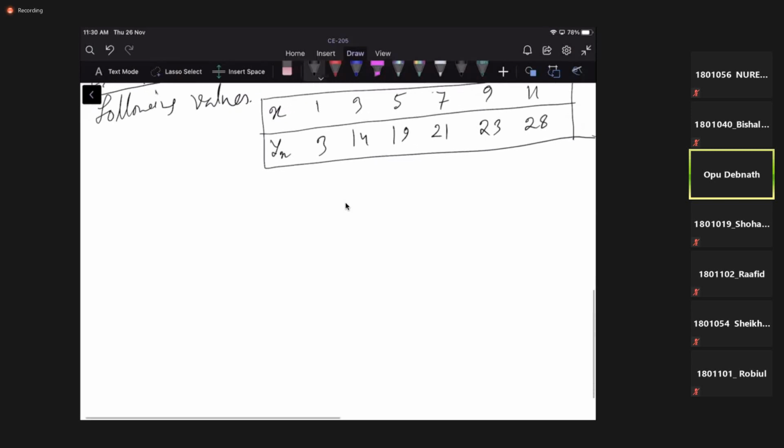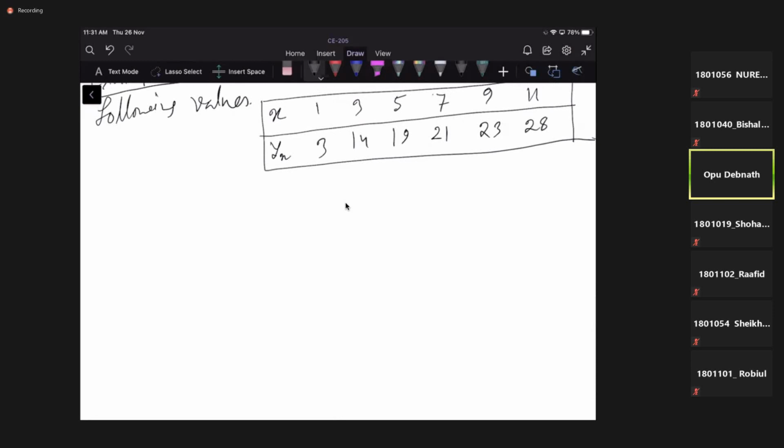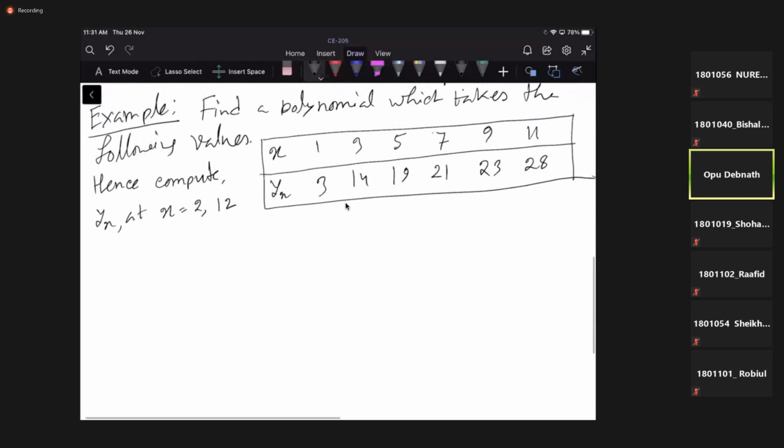Okay, this is the set, and hence compute y(x) at x is equal to 2 and 12. This is a comprehensive problem with a few parts. First, you need to find a polynomial using these values which follow this data series. Also compute y(x), that means the y value at x is equal to 2 and 12.